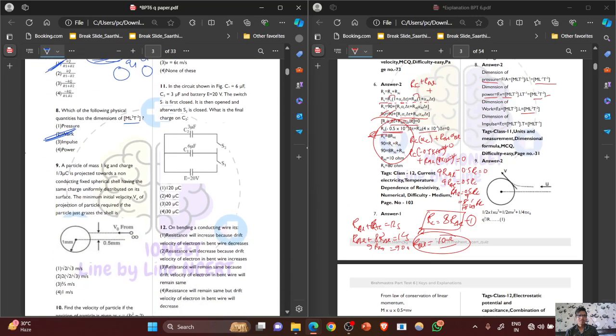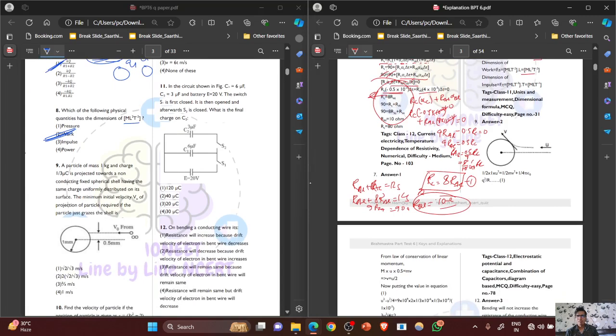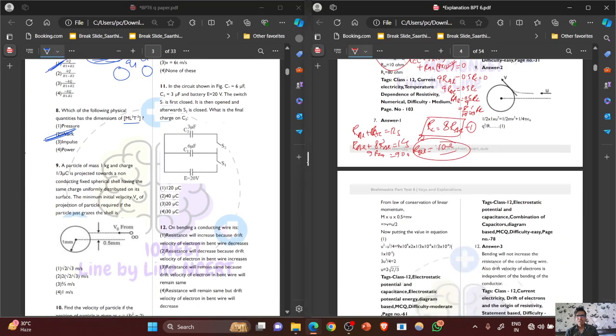Now moving ahead. A particle of mass 1 kg and charge is projected towards a non-conducting fixed spherical shell having the same charge uniformly distributed on the surface. Same charge means this charge is also distributed on its surface. What is the minimum initial velocity V0 required to just cross the shell? Cross means just pass it. So here we need to use two laws of physics: momentum conservation and energy conservation.